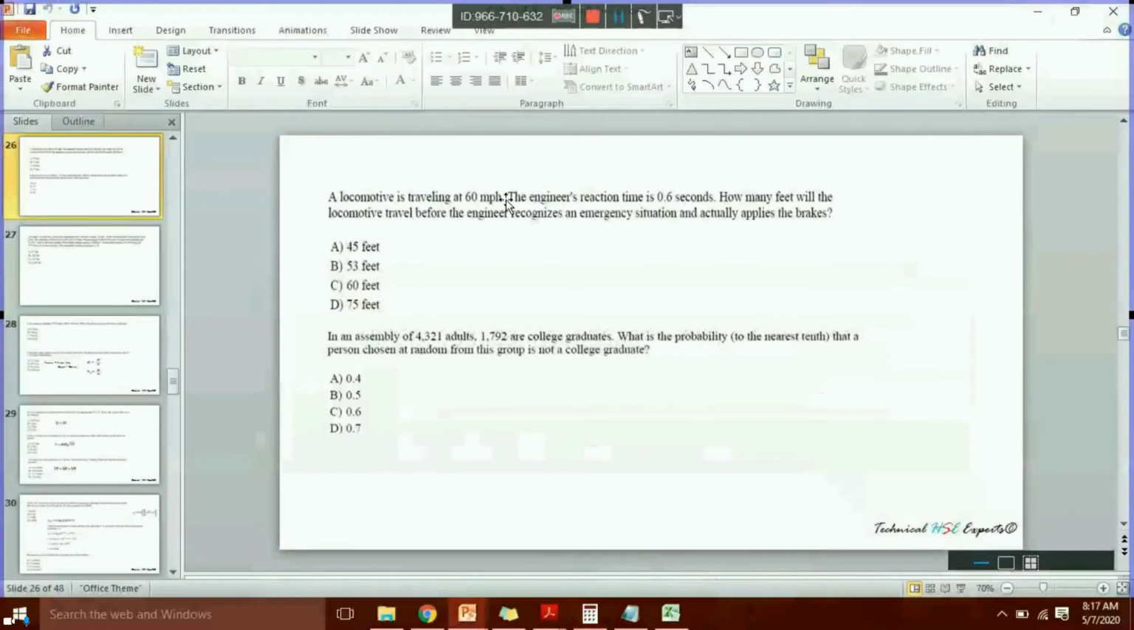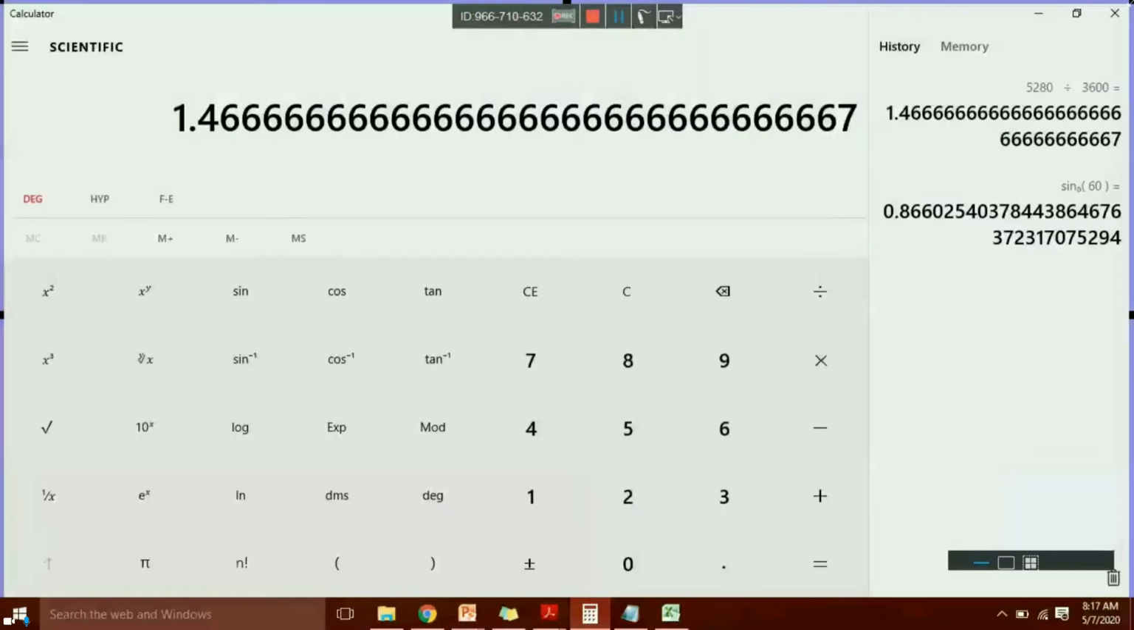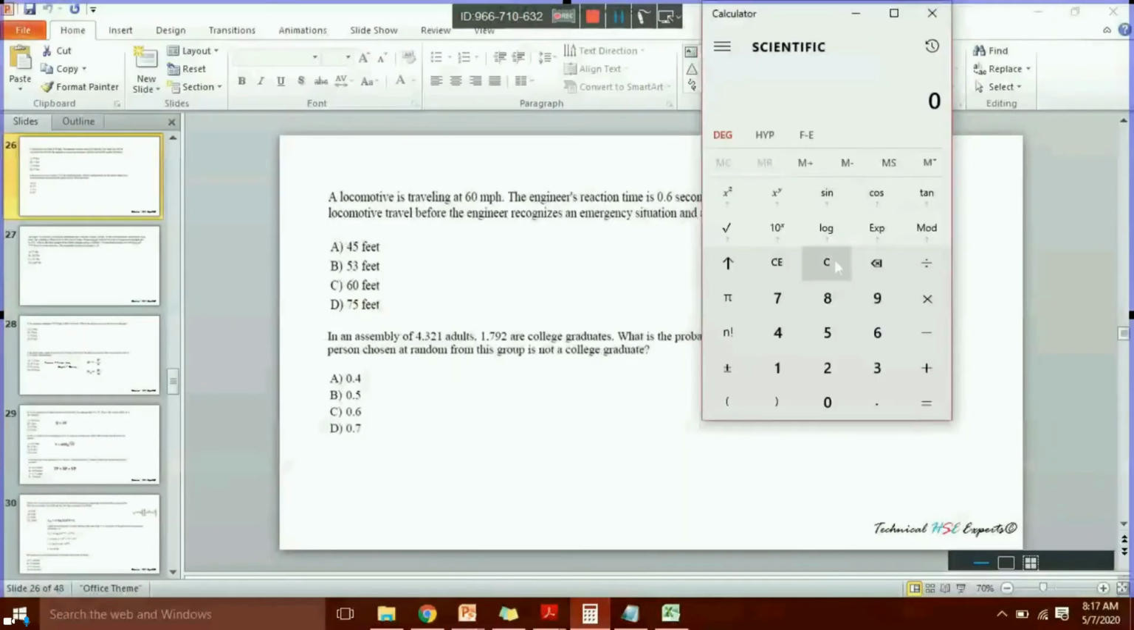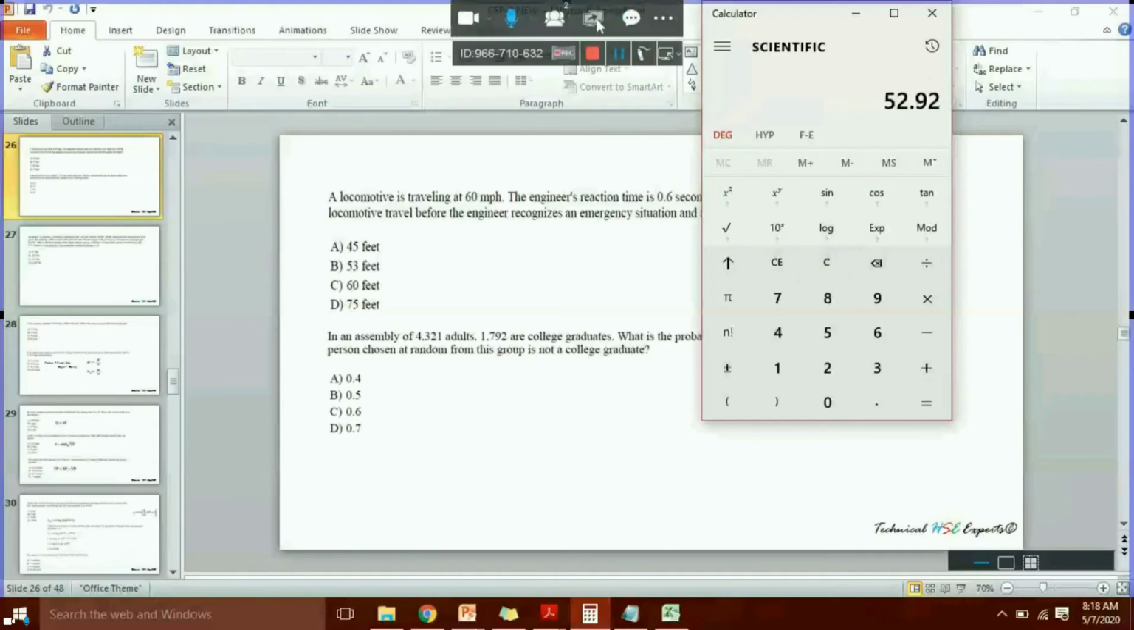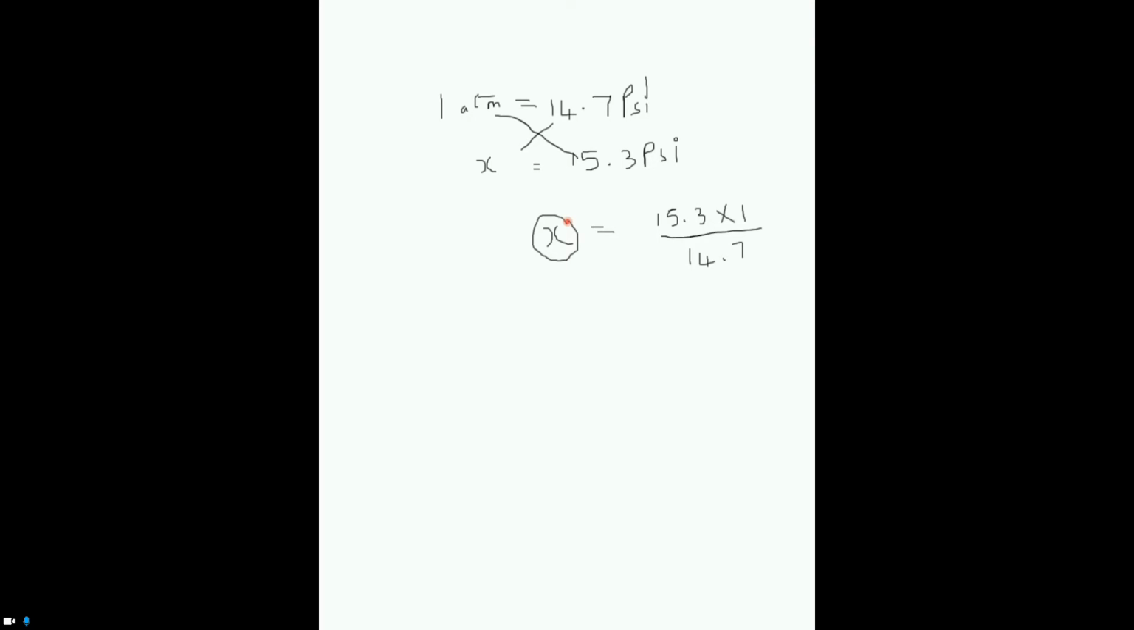Then you will receive feet per second. So I will do 1.47 into 60. So this will be my feet per second value, 88.2. So what is the unit here? Feet per second. So I will multiply this one by second. What happens? Second and second will get cancelled.